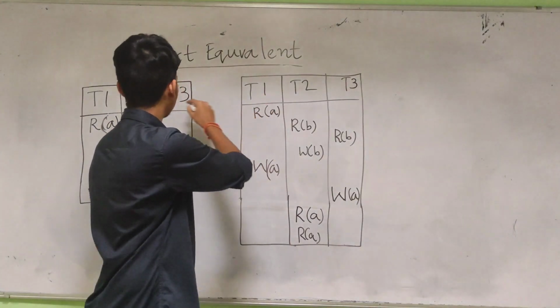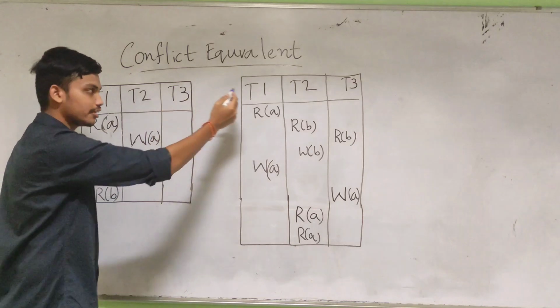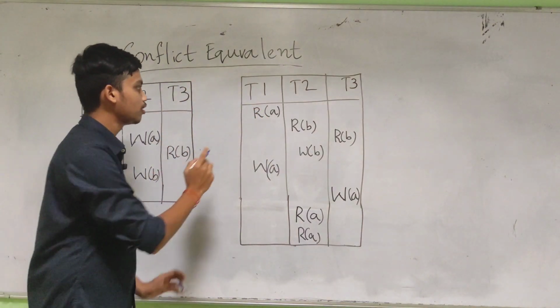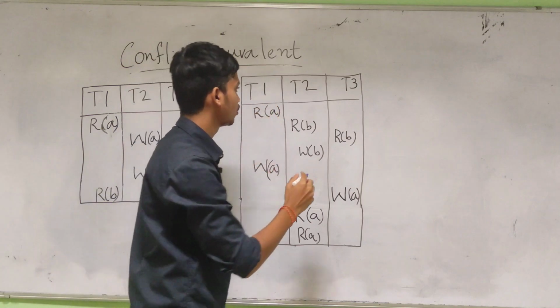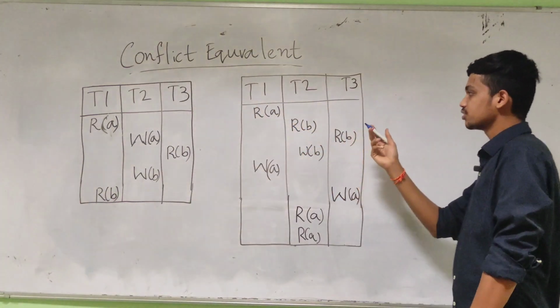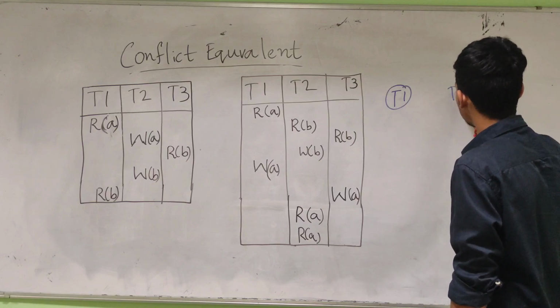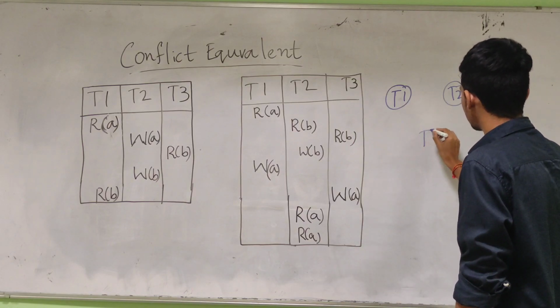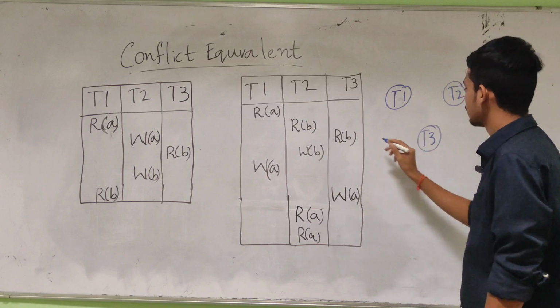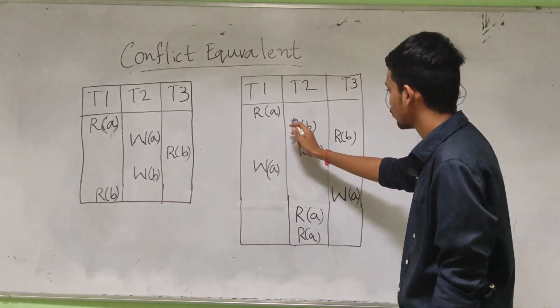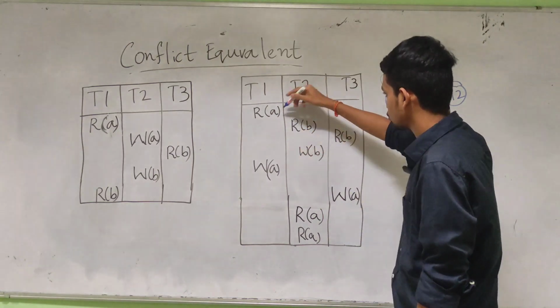Look at this question. This is a schedule and this is another schedule. We need to check whether these two schedules are conflict equivalent or not. First I am taking this schedule. We need to draw the precedence graph for this schedule. So I am taking T1 here, T2 here, and T3 here. Check from the first read of item A and then go down, a top to bottom approach.